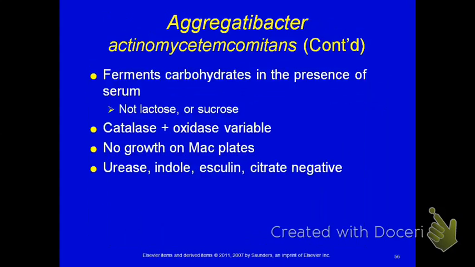Okay, so Aggregatibacter actinomycetemcomitans could ferment carbohydrates in the presence of serum, though lactose or sucrose are not fermented. They are catalase positive, oxidase variable, but interestingly, even if they are gram-negative, they couldn't grow in MacConkey agar. They are also urease, indole, esculin, and citrate negative.